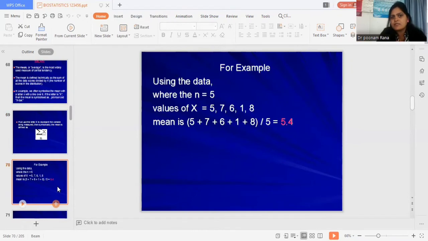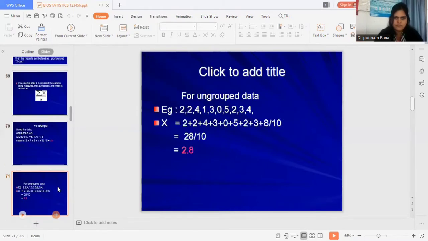Let's see another example using data where n is equal to 5. The values of x are 5, 7, 6, 1, and 8. How will you get the mean? The mean is 5 plus 7 plus 6 plus 1 plus 8 divided by 5, so we get the mean value of 5.4. This is another example for ungrouped data. The values of x are shown, we add all the values and divide by 10, n equals 10, and we get 2.8.